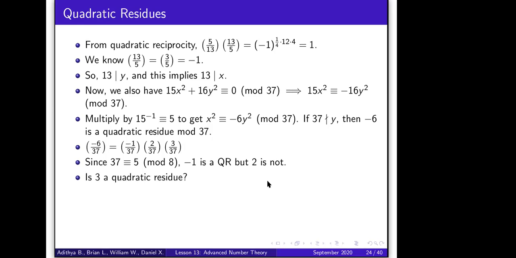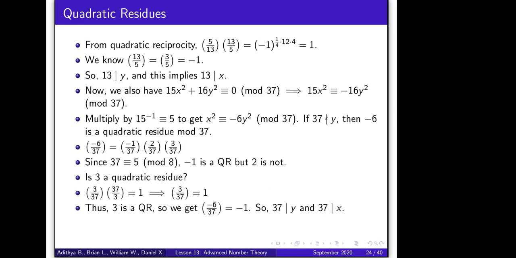So 3 over 37 times 37 over 3 is negative 1 to the 2 times 36 over 4, which is 1. And 37 over 3 is equivalent to 1 over 3, and clearly 1 is a quadratic residue, so that means that 3 over 37 is also equal to 1. Now if we multiply using this bullet here, it turns out that it's 1 times negative 1 times 1, which is negative 1. So this is not a quadratic residue.